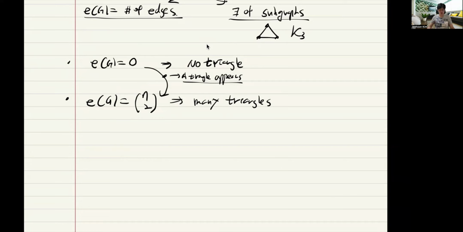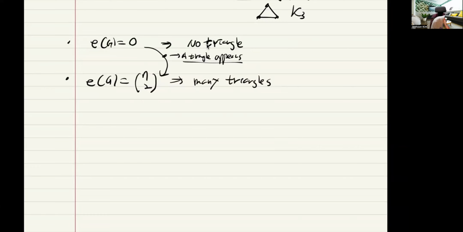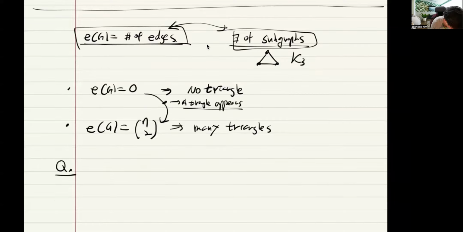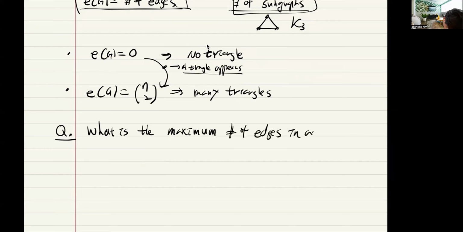So what if you want to postpone the appearance of triangle as much as possible? How much can you push to the later? This is essentially asking the relationship between these two. And the question is, what's the maximum number of edges in an n vertex triangle-free graph?